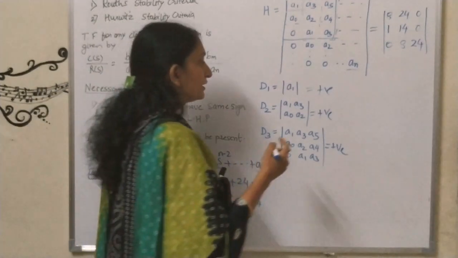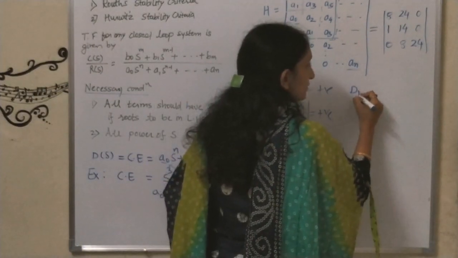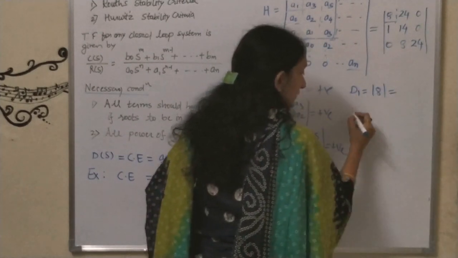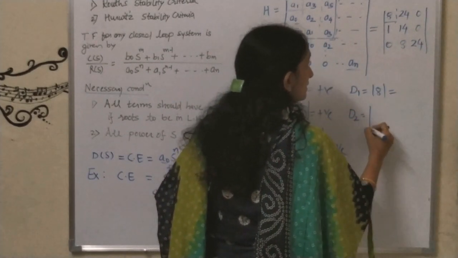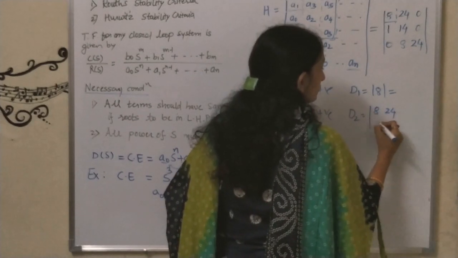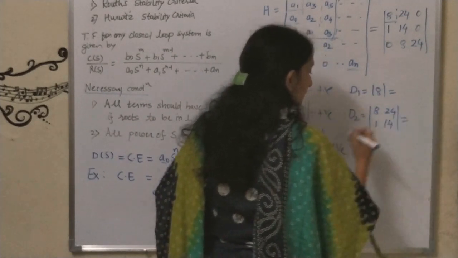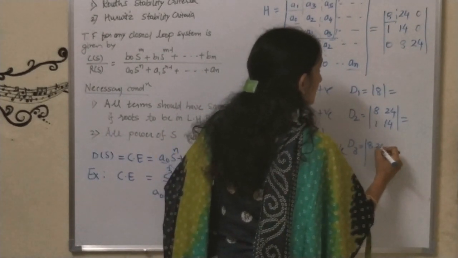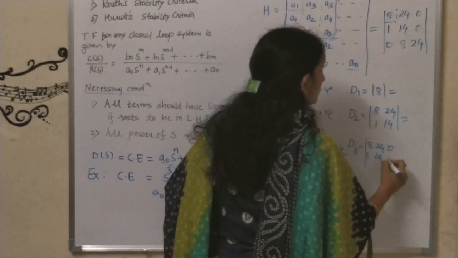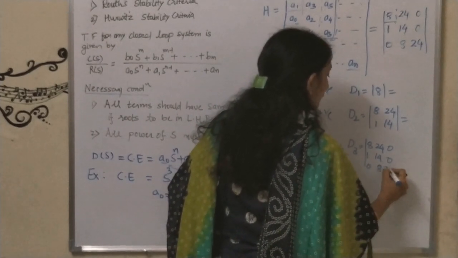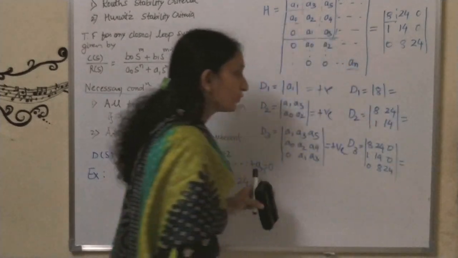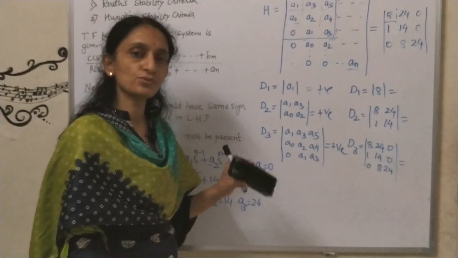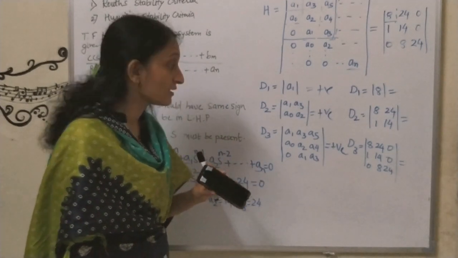So how will we calculate here? Look at this. First I will calculate the first subdeterminant. Okay. So the first subdeterminant is 8. Okay. Then the second subdeterminant is 8, 24, 1, 14. Okay. D3 is equal to, you need to calculate this 3 by 3 determinant, 1, 14, 0, 0, 8, 24. Okay. So we have these 3 subdeterminants. If all these 3 subdeterminants are positive, then only you can say that the system is stable.